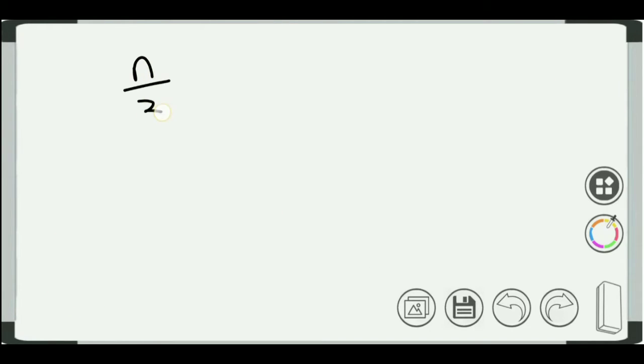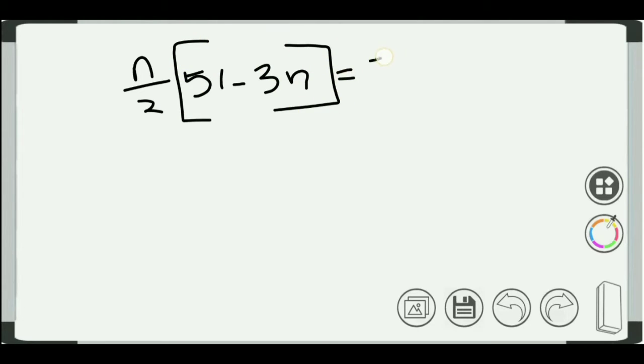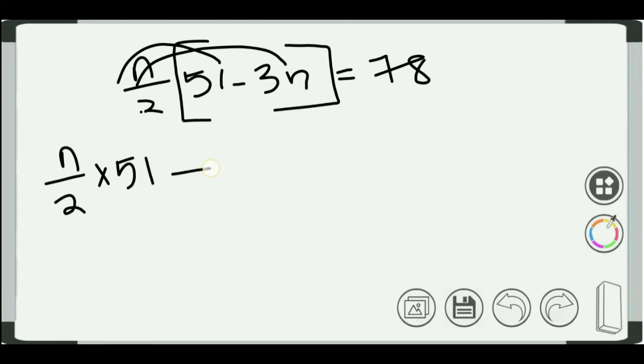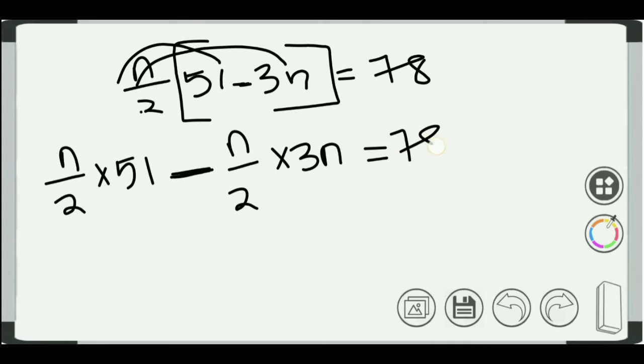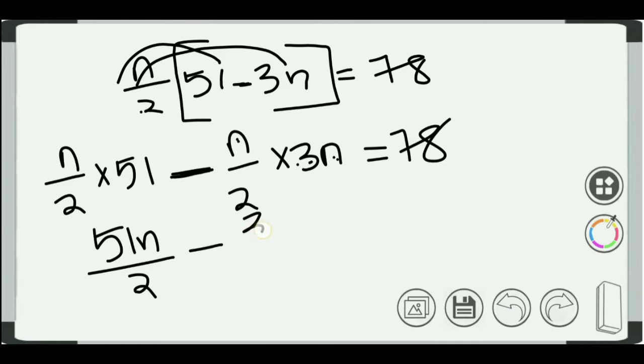So you got n by 2 into 51 minus 3n equal to 78. Now I am giving this n by 2 to both inside the brackets. So n by 2 into 51 minus n by 2 into 3n, and this minus I have put here. So n by 2 into 51 is 51n by 2, minus 3n into n, 3n square, so 3n square by 2, equal to 78.